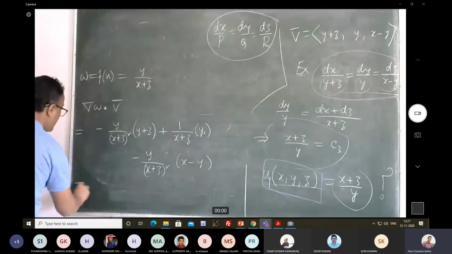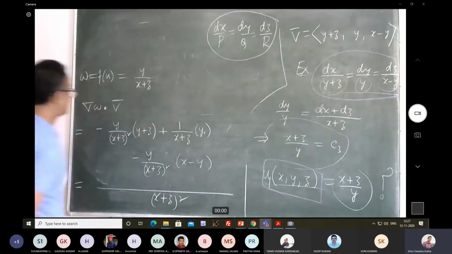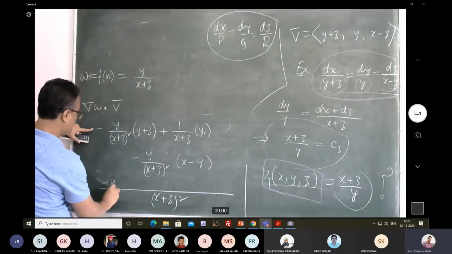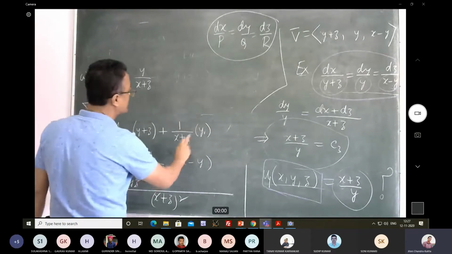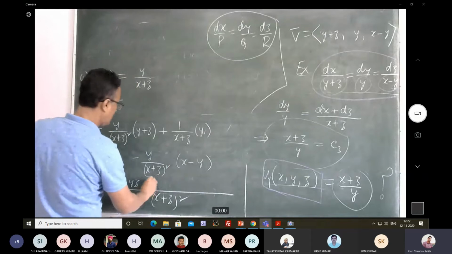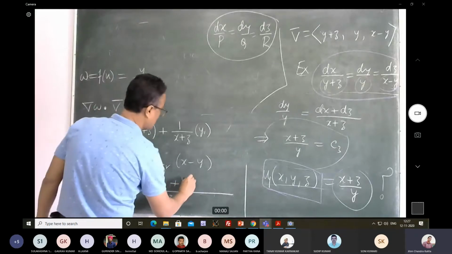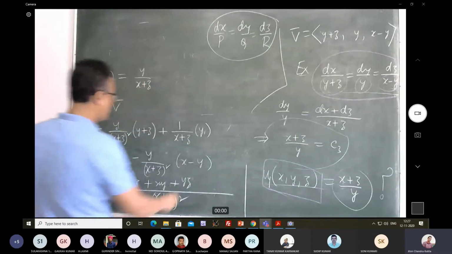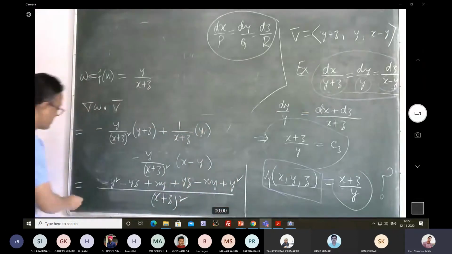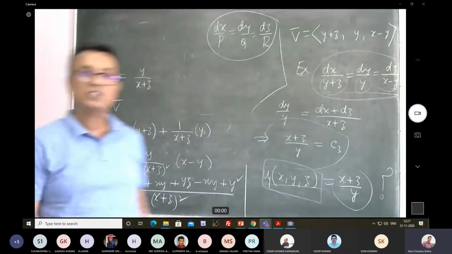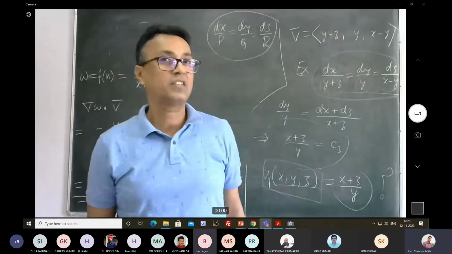Okay, so obviously from here what I get is minus y square minus yz, and this you simply multiply by x plus z, so plus xy plus yz, right? And from here minus xy plus y squared. So now you can see that this is giving you 0. Is it okay? Yes, sir. Right? So we have verified this theorem.